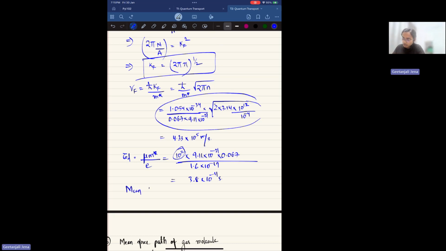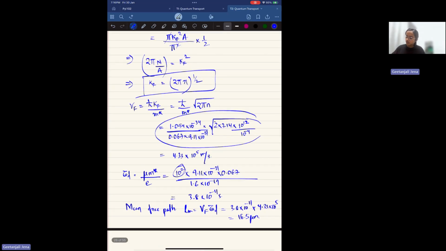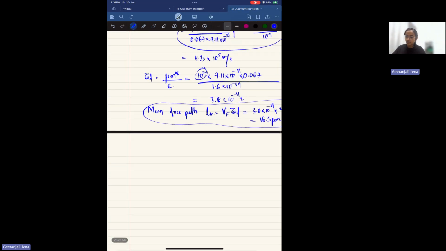So that means the mean free path will be vF times tau. So 3.88 times 10 to the minus 11, times 4.33 times 10 to the 5. And the value that we get is around 16.5 micrometer. So this is the mean free path of the charge carriers for this system.